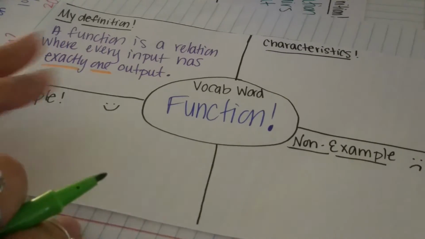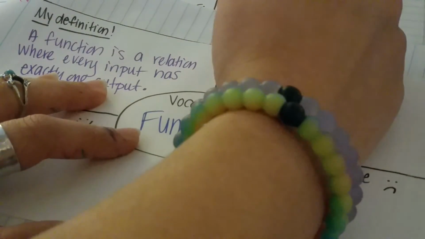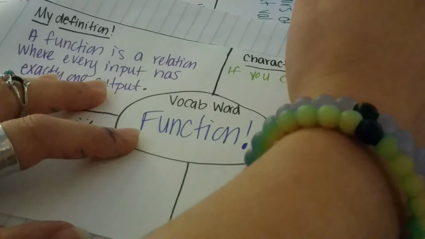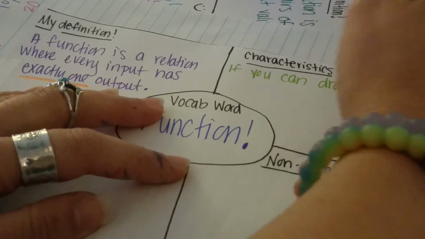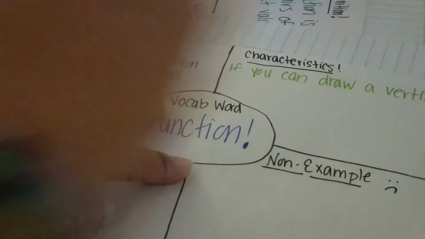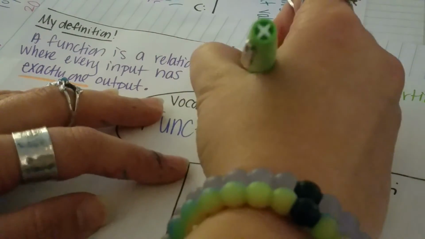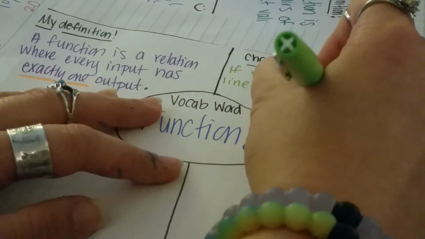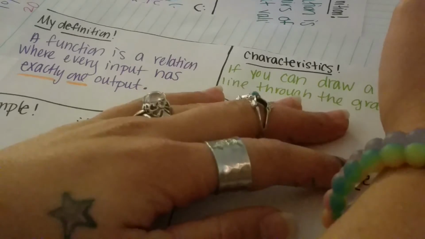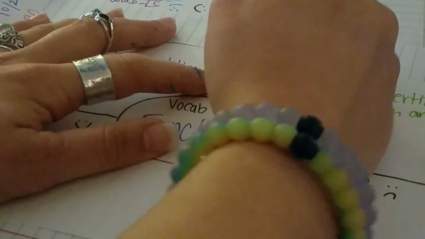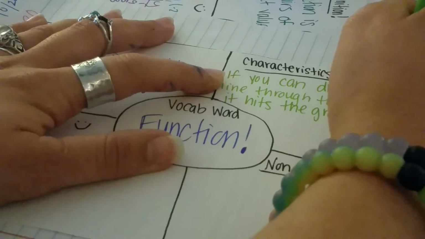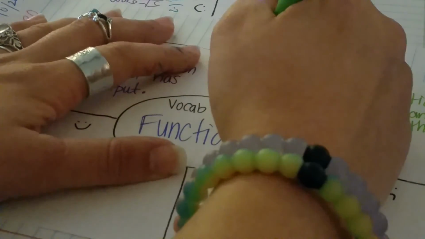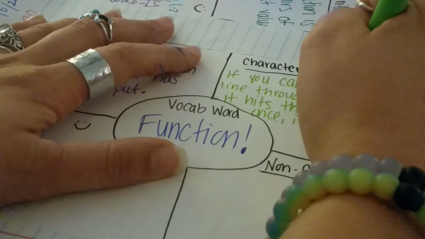All right, so the characteristic says if you can draw a vertical line through the graph and it hits the graph more than once, it is not a function.